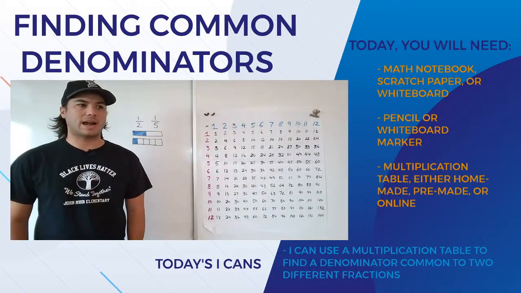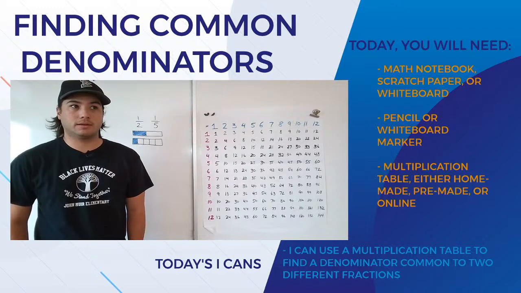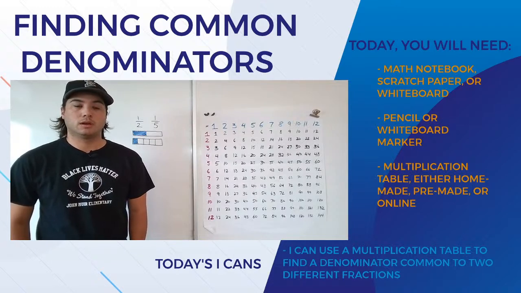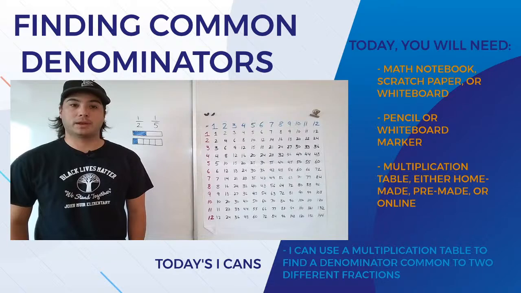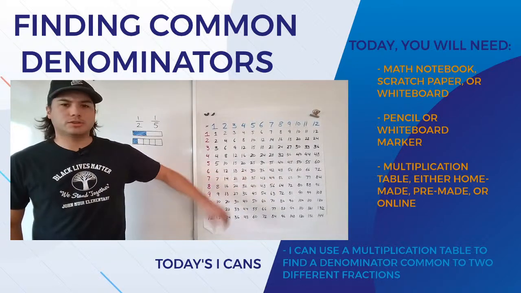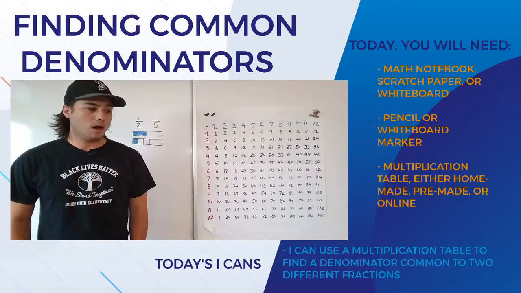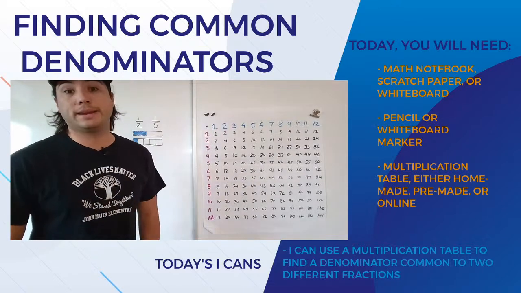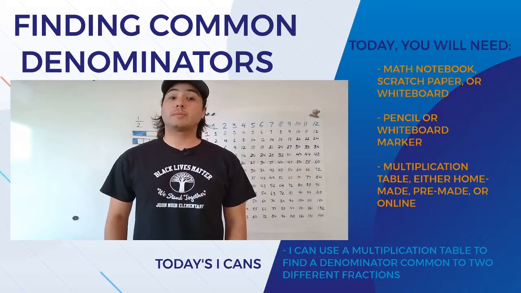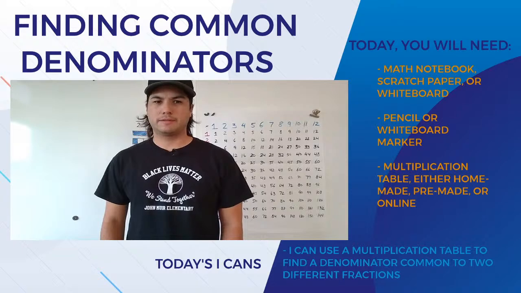If we think about a fraction as a unit of measurement, we have to make sure if we're going to add or subtract two measurements together that they're the same size measurement, that we're using a common measurement or a common size. In this case, a common denominator. And we can use our good friend the multiplication table to help find those common denominators. Our teaching point, our I can down below, says this: I can use a multiplication table to find a denominator common to two different fractions.